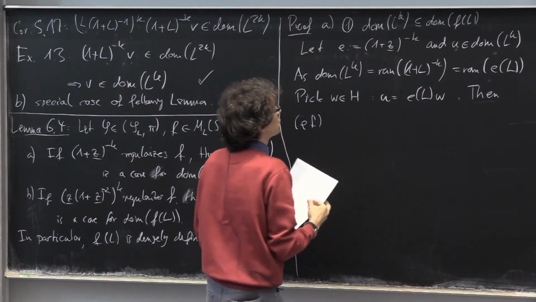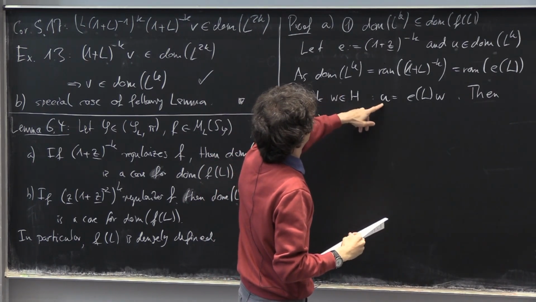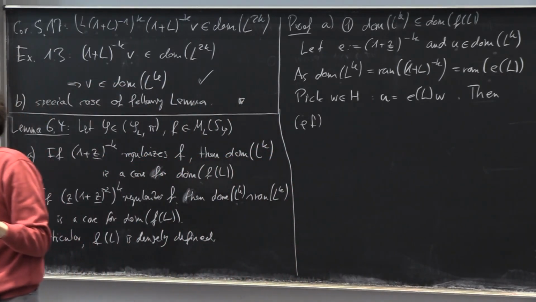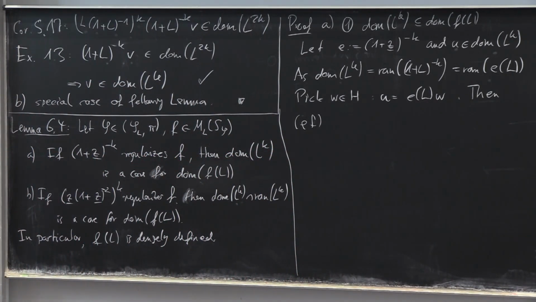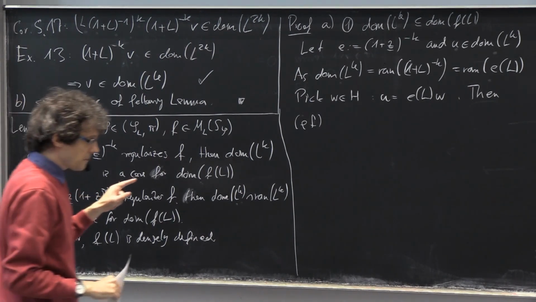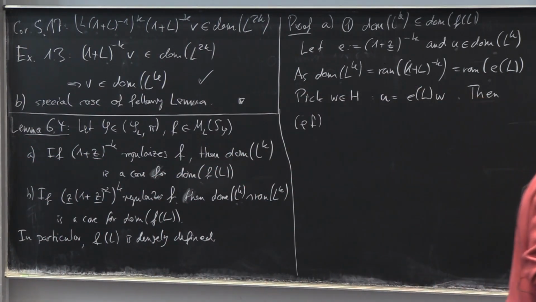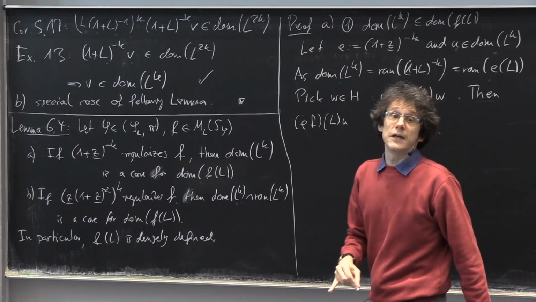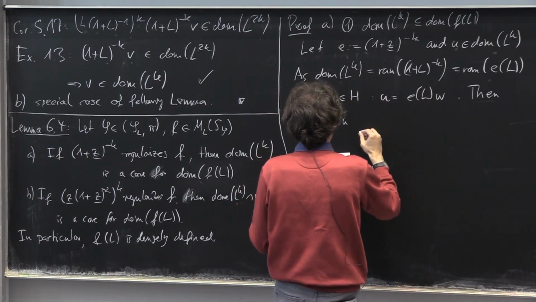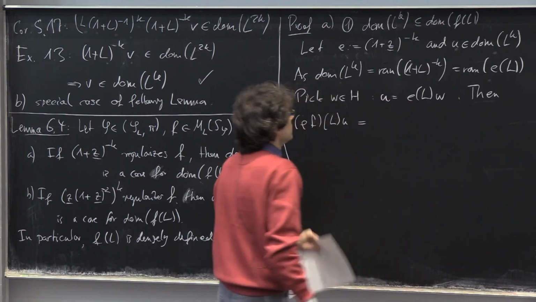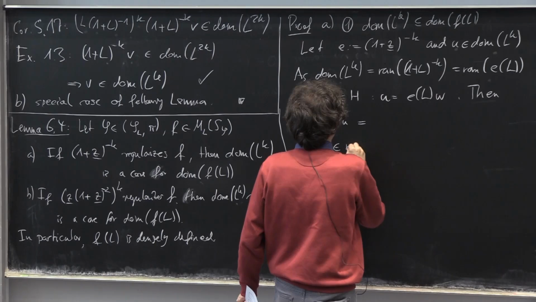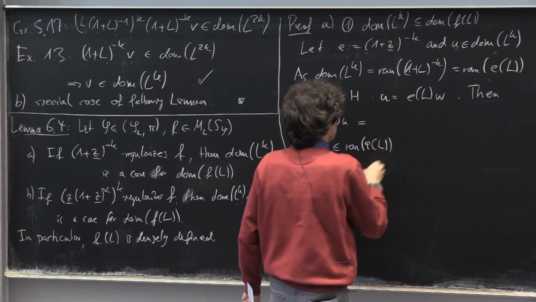So what do we want to prove? We want to prove that u is in the domain of f of L. We have to think about what was the domain of such an operator f of L. It's all the elements of the Hilbert space H such that e times f applied to u is in the range of the regularizer. So this must be in the range of e of L. So let's check if this is in the range of e of L. So in the end we have to find that this is in the range of e of L, then we are done.